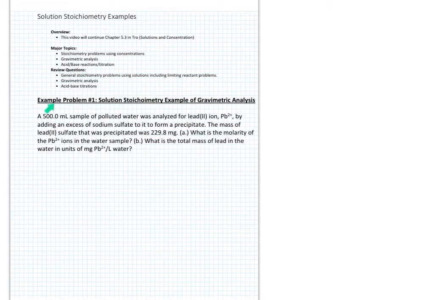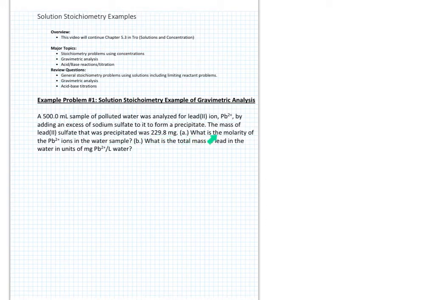So let's take a look at one example problem, which is a gravimetric analysis type problem. Here's the setup. We have a 500 milliliter sample of some polluted water source, and it's analyzed for lead-2 ions. Lead-2 would be a pollutant in water. You wouldn't want to have that in your drinking water. And the way we do this is we add an excess of sodium sulfate to it to form a precipitate. The next section of the book deals with precipitation reactions, but when you add sodium sulfate to lead-2 ions, it forms a precipitate, and the precipitate is called lead-2 sulfate. And in this case, we measured this to be 229.8 milligrams of this lead-2 sulfate.